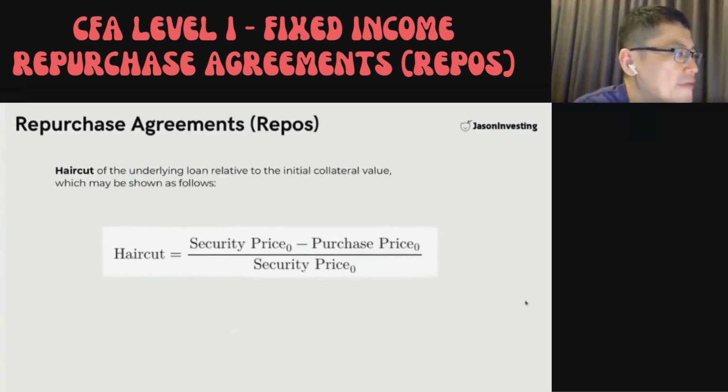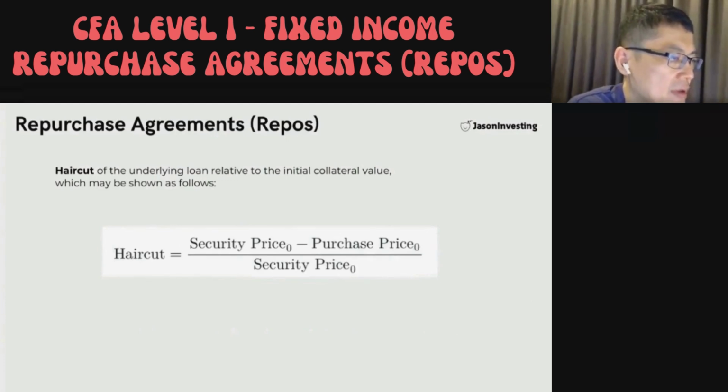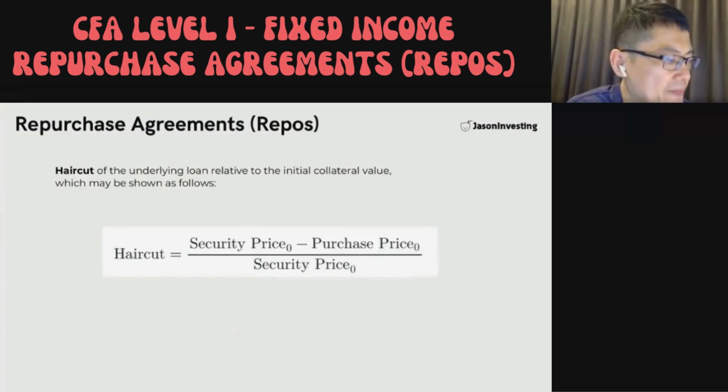The haircut of the underlying loan relative to the initial collateral value is calculated as follows. So we just find the difference between the security price and the purchase price and divide it by the security price. The higher the haircut, the more over-collateralized the repo will be.